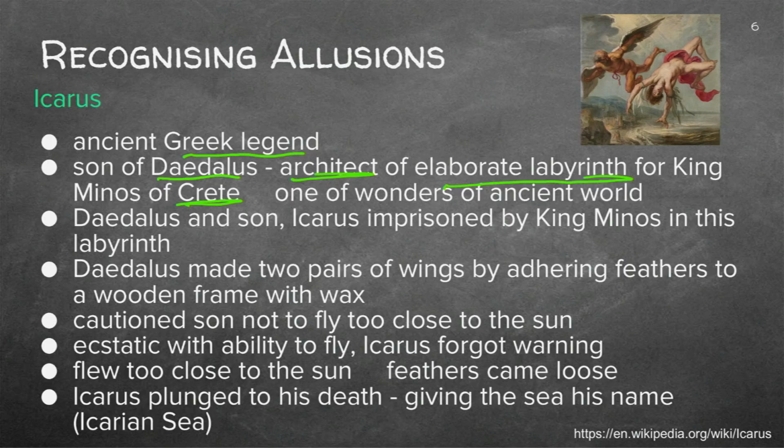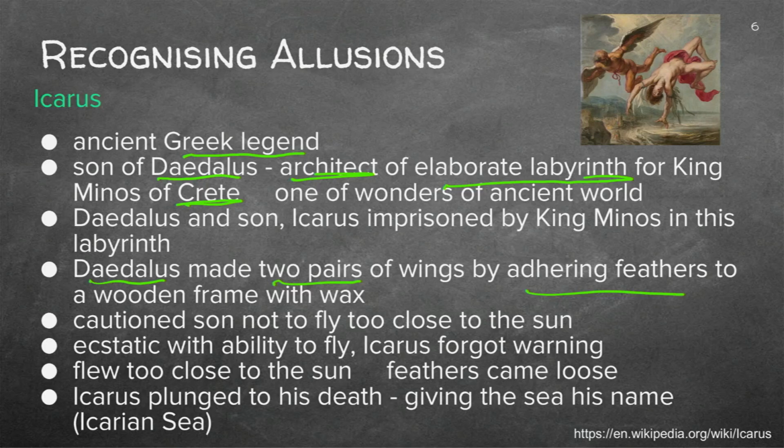And this labyrinth became one of the landmarks, one of the wonders of the ancient world. Now, after Daedalus created this labyrinth, what did the king do? He went and imprisoned Daedalus and his son in this labyrinth. So Daedalus made a plan, and he constructed wings for both himself and for his son, 2 pairs of wings. And he added feathers to a wooden frame.